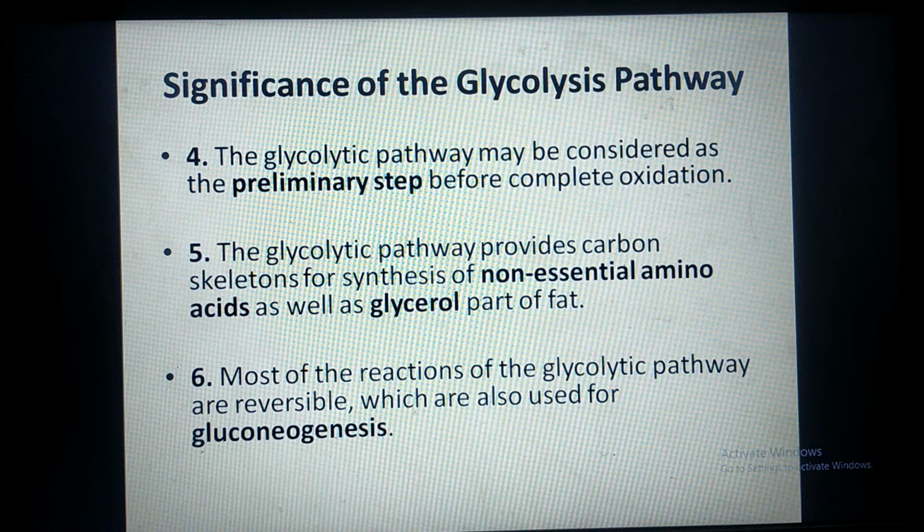Therefore, during the process of gluconeogenesis, where pyruvate is converted into glucose, the reversible reactions of glycolysis are used for the synthesis of the glucose molecule.